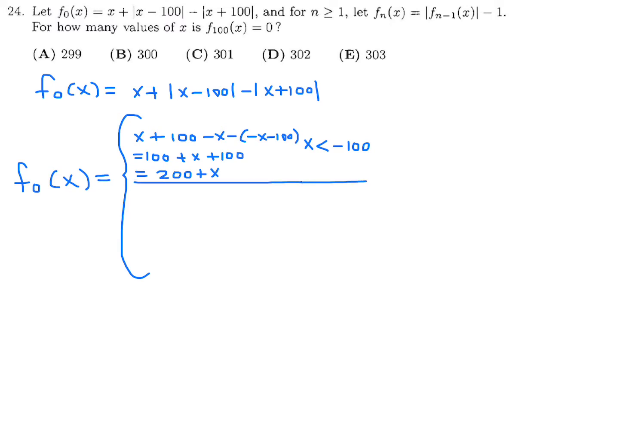Okay, so that takes care of the first scenario. The next is when x is between 100 and negative 100. When that's the case, that expression up here becomes x plus 100 minus x minus x plus 100. And this simplifies to x plus 100 minus x minus x minus 100. And that is just going to be minus x.